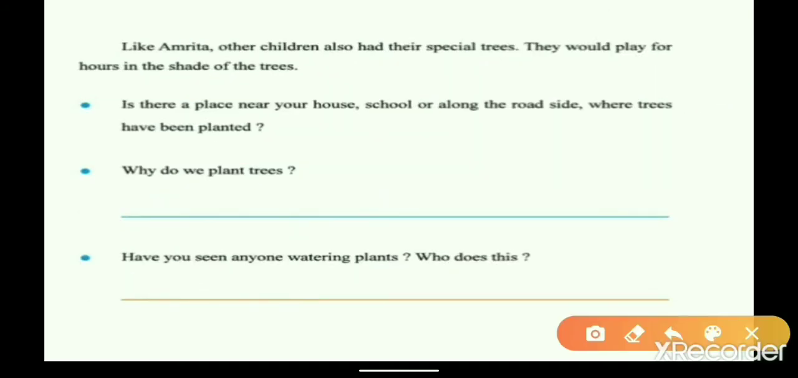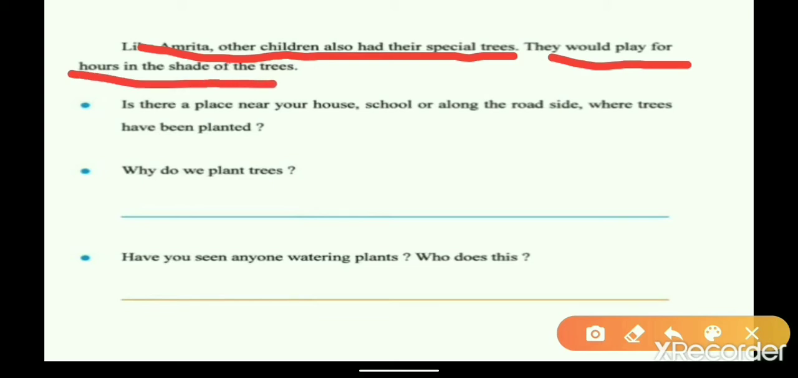Like Amrita, other children also had their special trees. Not only Amrita, but the other children in that village also had a special tree. They would play for hours in the shade of the trees.